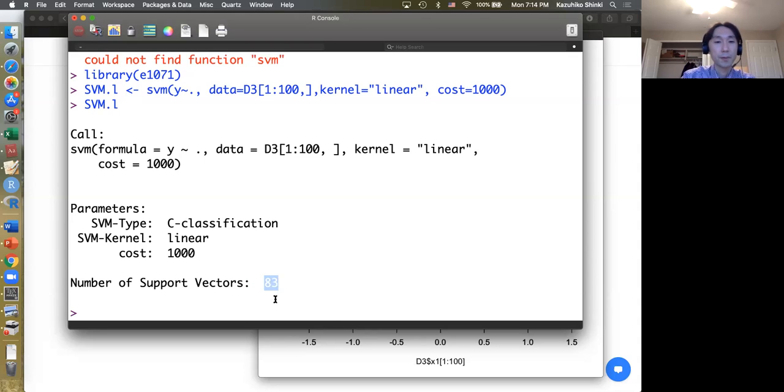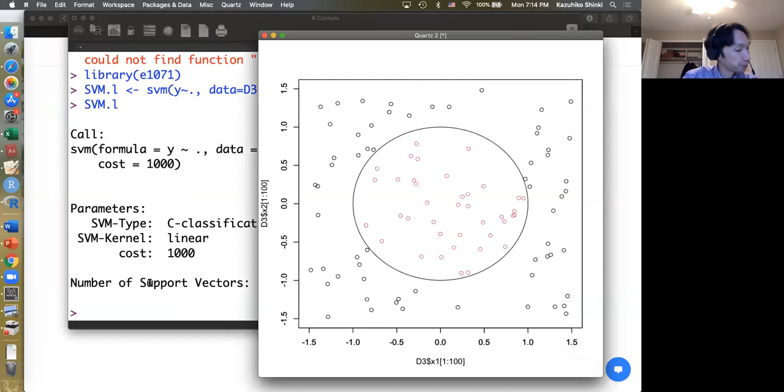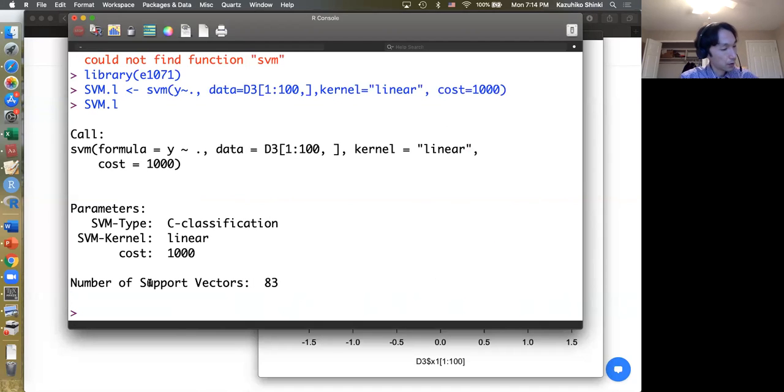If this is a small number, then it's really good. But anyway, so that is, yes. And if you want to see the classification rule on the x1, x2 plane, you can plot the SVM.